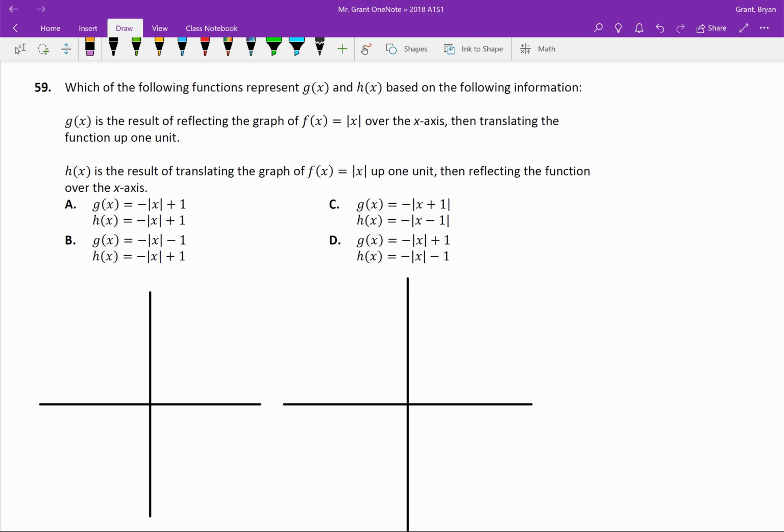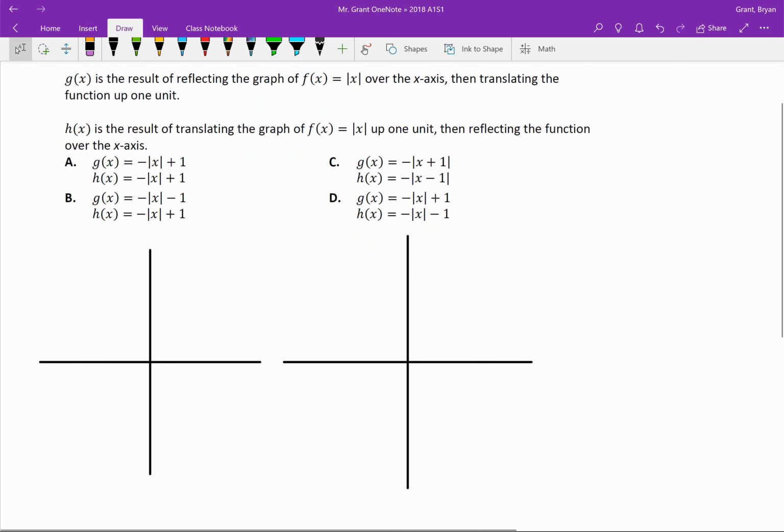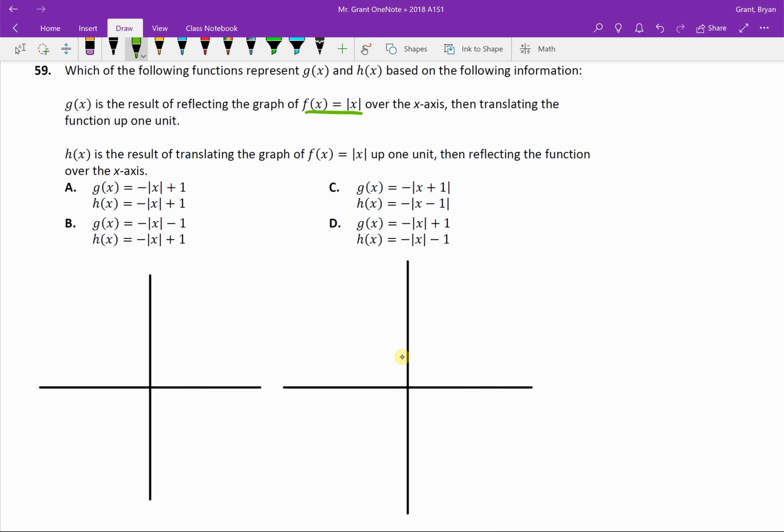We have the functions g of x and h of x, and I'm just going to build each function to start. So g of x is the result of reflecting the graph of f of x equals the absolute value of x. So let's start with maybe what f of x is, because that's the same in each one, and I'll do that one in green. So f of x equals the absolute value of x is known as the parent function. I'll write that for you. It's the parent function for absolute value.